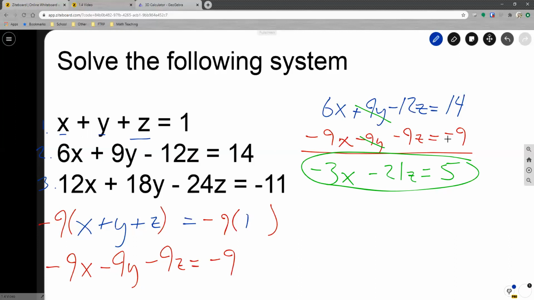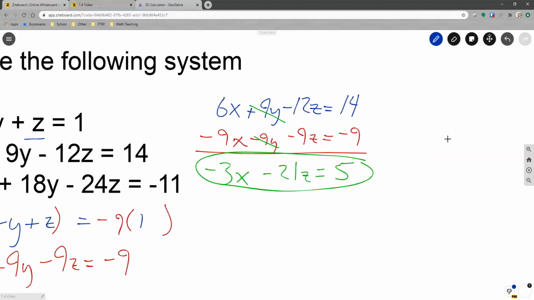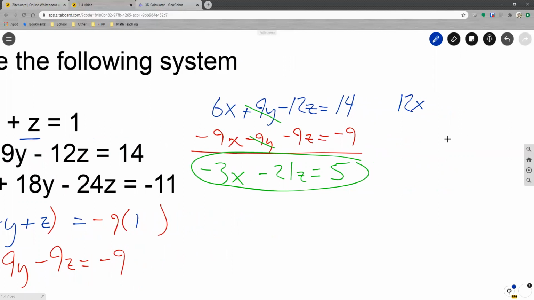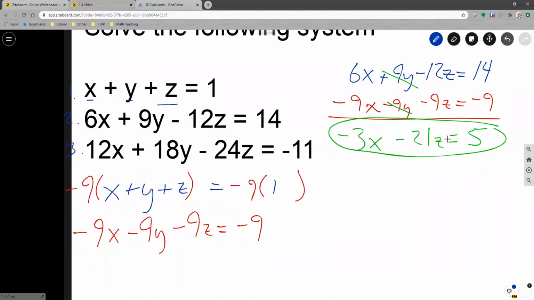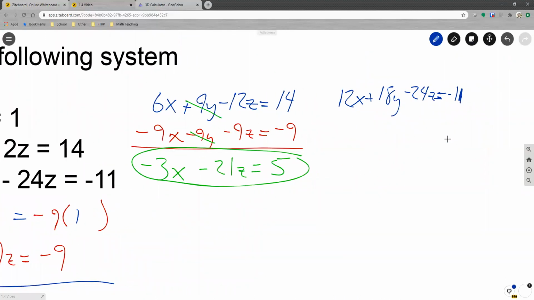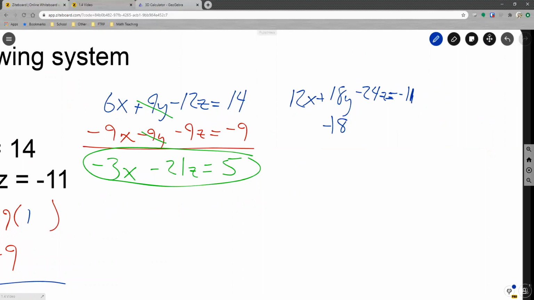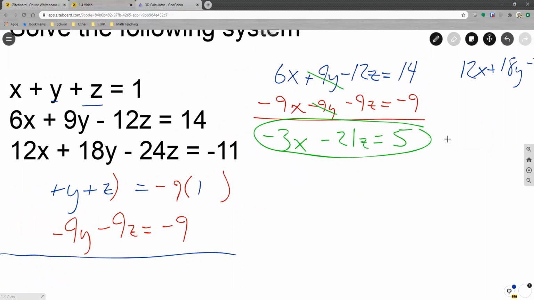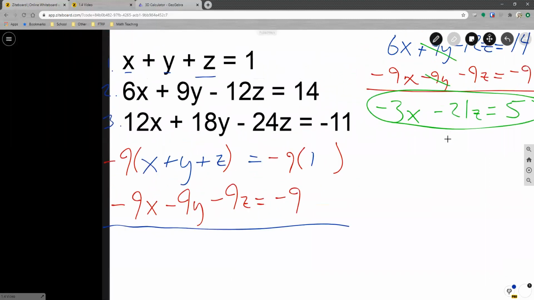Still goes very quickly. I'm going to take that third equation, 12x plus 18y minus 24z equals negative 11. I'm going to take my first equation, the xyz equation again, and multiply it by some number because I'm trying to eliminate the y's. So I need something that's going to give me negative 18y. Well, similar to last time, I'm going to multiply by negative 18 because I've got a singular y.